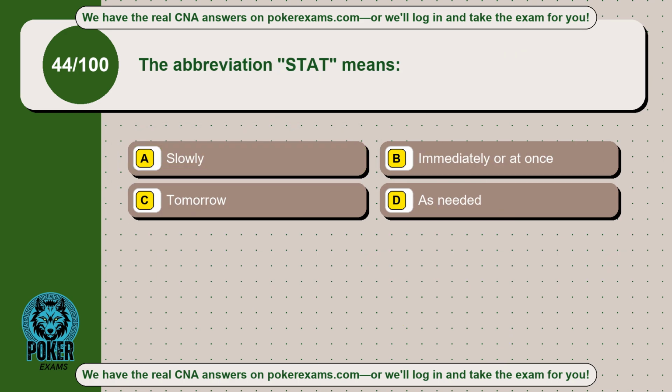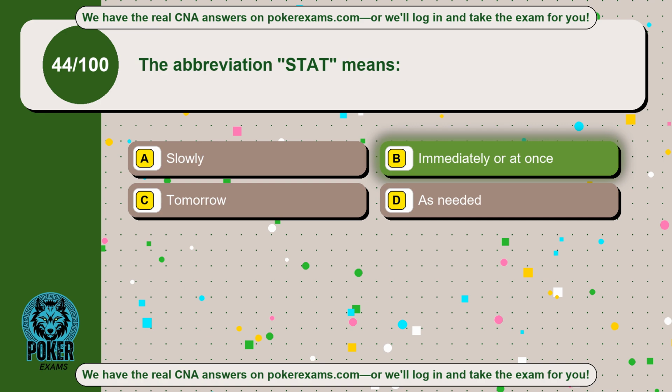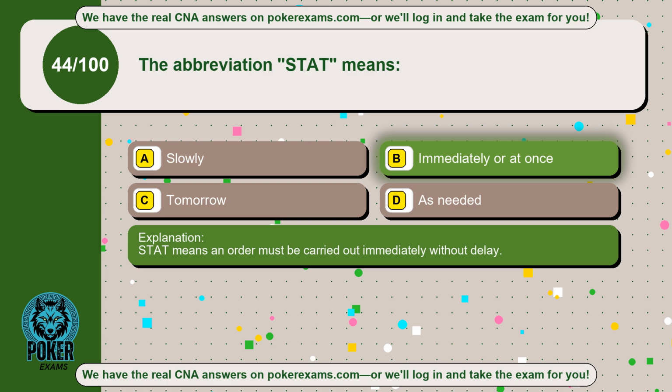Question 44. The abbreviation STAT means: Option A, slowly. Option B, immediately or at once. Option C, tomorrow. Option D, as needed. The correct answer is option B, immediately or at once. STAT means an order must be carried out immediately without delay.